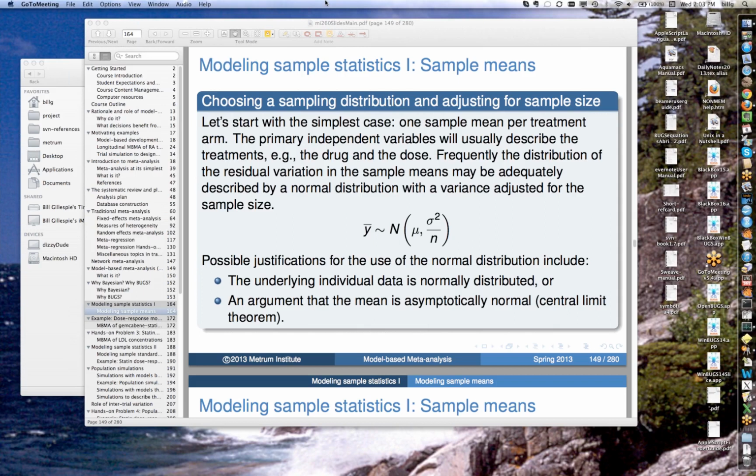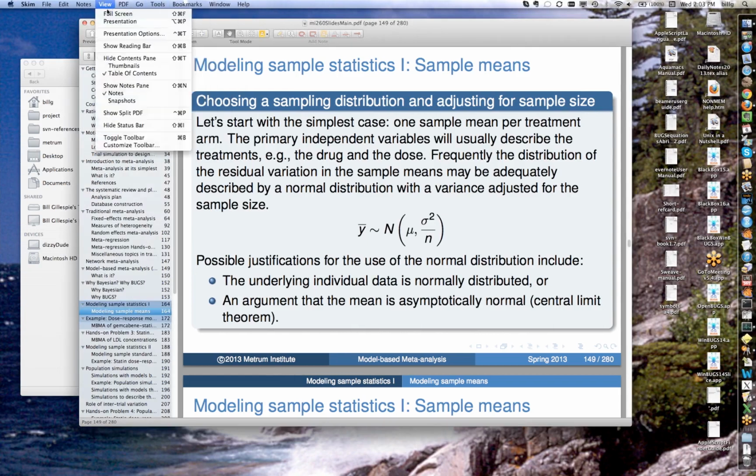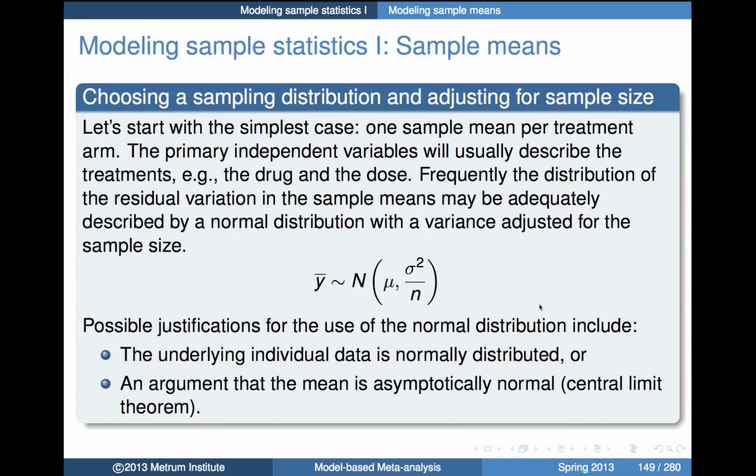The example I'm going to be talking about today makes use of what we started to touch on last week. Let me bring this up. Okay. We talked a bit about modeling data when we've got it in the form of sample means of some sort of continuous outcome. And that's what we're going to be working with today.